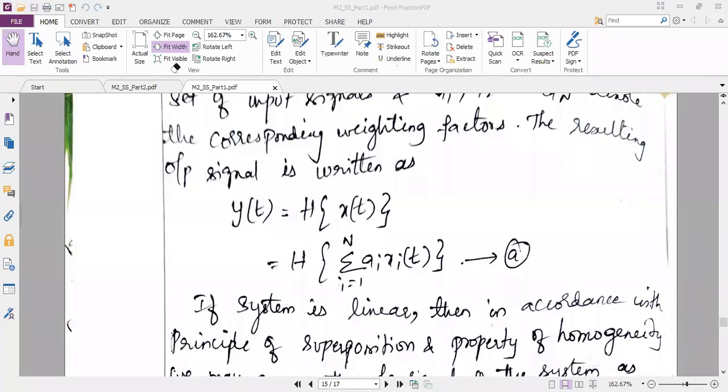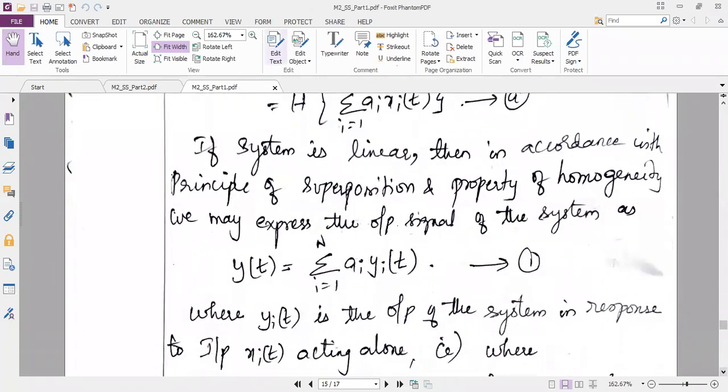Okay. So if my input is the sum of inputs, then can I write my output also in terms of a sum of outputs? I said my input is the sum of ai xi. If my input is the sum of ai xi, then my output is also the sum of outputs. Because of that, I can write summation i equals 1 to n of ai into yi of t. This is my equation 1.